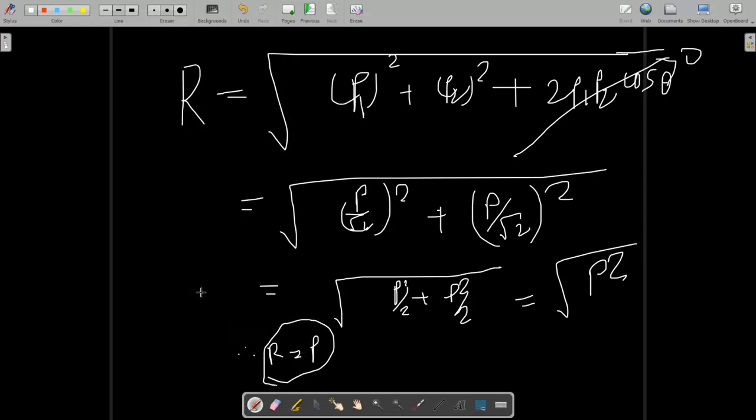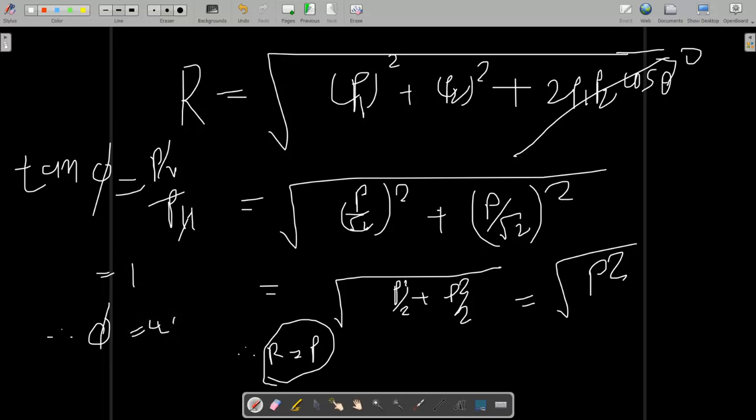And what is the direction? So for direction, if I assume the resultant is acting at angle phi, tan phi is the vertical force upon the horizontal force. Both are the same, P by root 2, so it will get cancelled, and tan phi is equal to 1. So you know when tan phi is 1, it is 45 degrees.